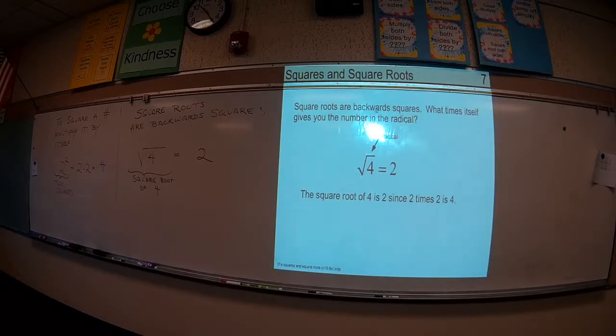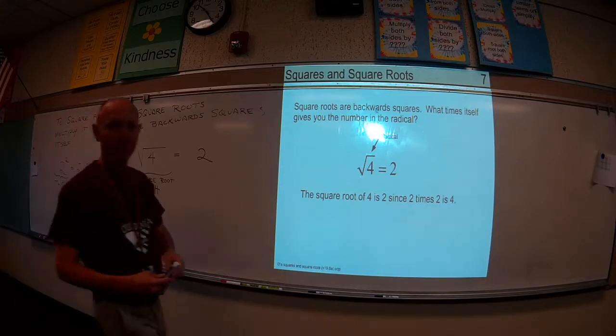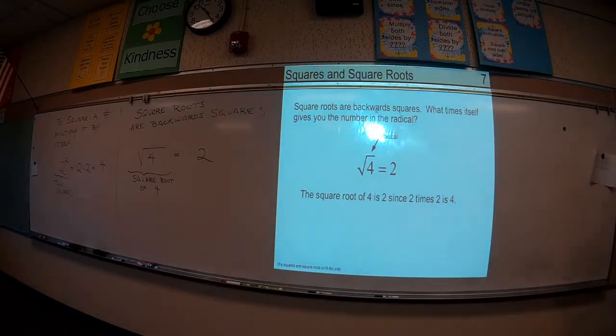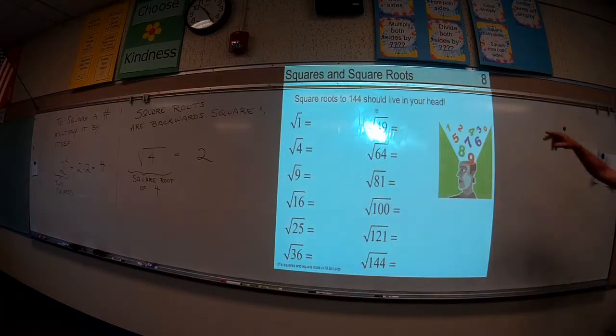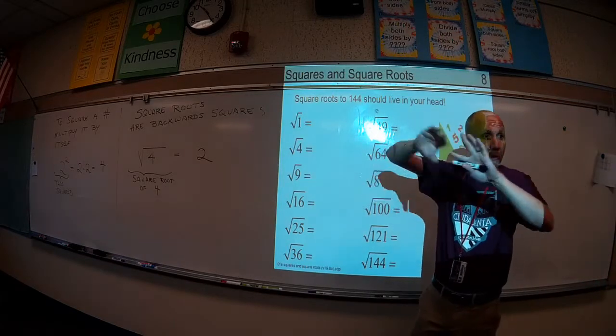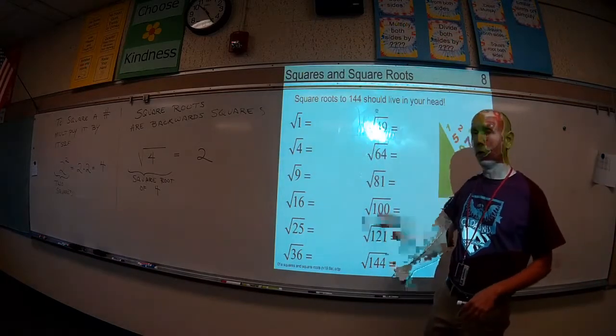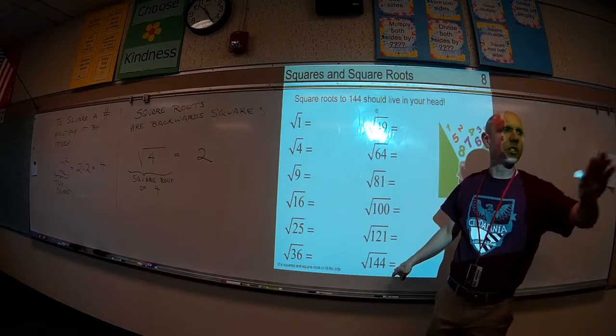That's how square roots work. They are the opposite of the square. So in your notes, write down the first 12 square roots. Let's just do them quickly.